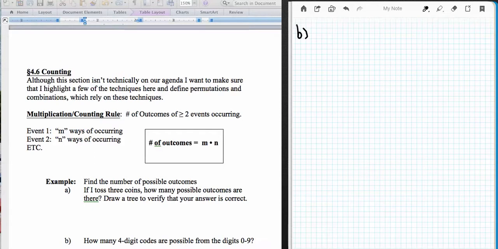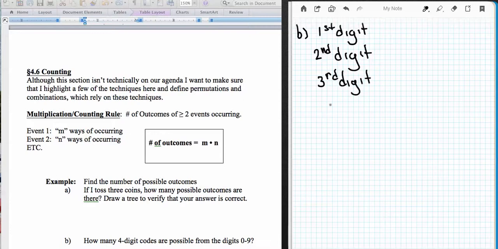Now our next example here says how many 4-digit codes are possible from the digits 0 to 9. So the first digit in the 4-digit code is what we're going to look at. And then the second digit in the 4-digit code is what we're going to look at next. And then the third digit, and then finally our 4th digit.